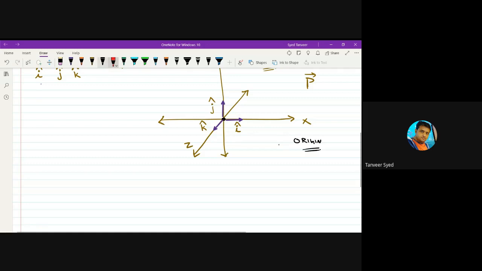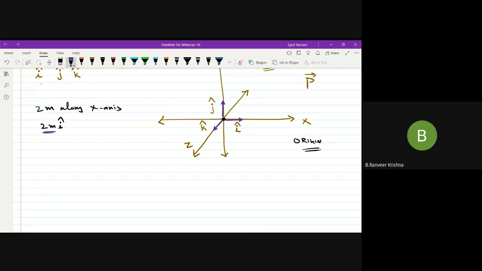For example, I want to tell you that you start from origin and go 2 meters along x-axis. Instead of telling you this in a lengthy manner, I will simply tell you (2 meter I cap). This tells you you should go 2 meters.